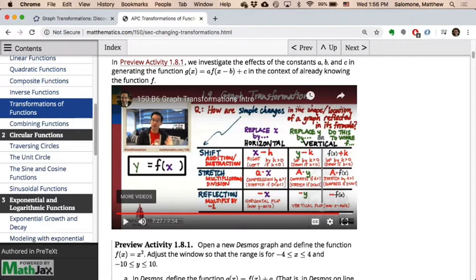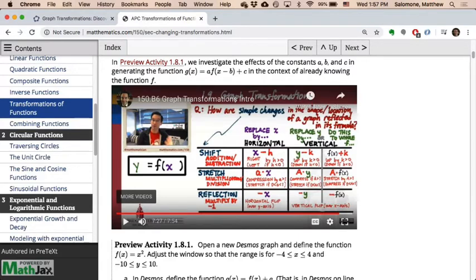So the main name of the game in this section is how does the shape of a graph, and by shape I mean three things: the location of that graph within the XY coordinate system, the tallness, narrowness, or shortness of the graph itself, and also its orientation, how it's reflected around the XY plane. How do those different operations on the shape of a graph get reflected in the formula of the function for which that graph is the graph?